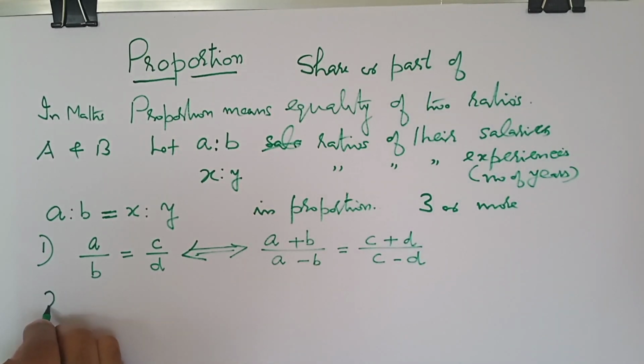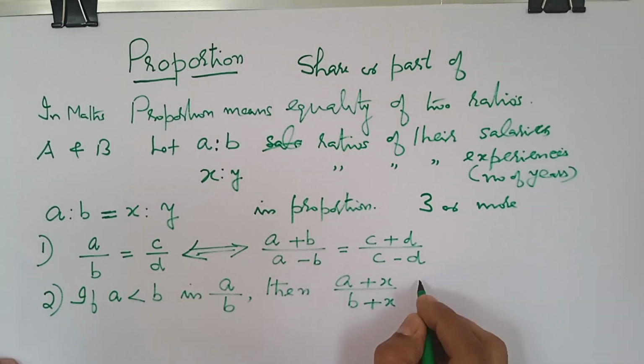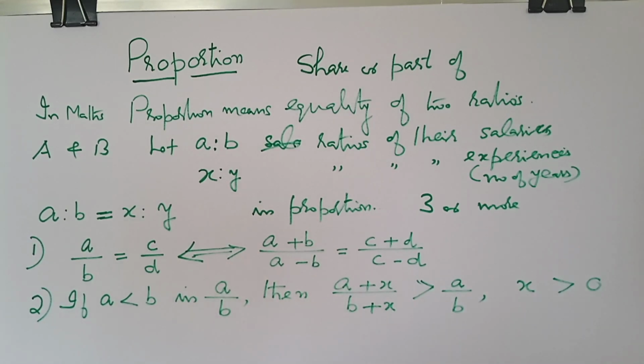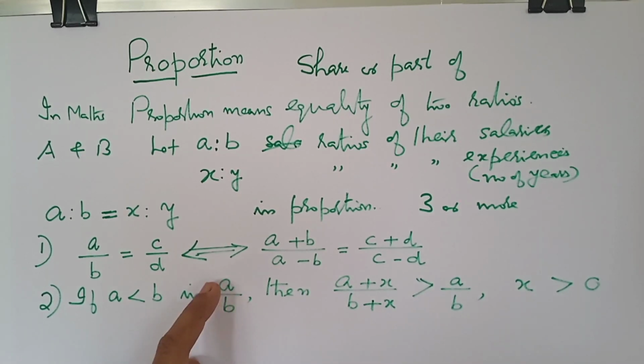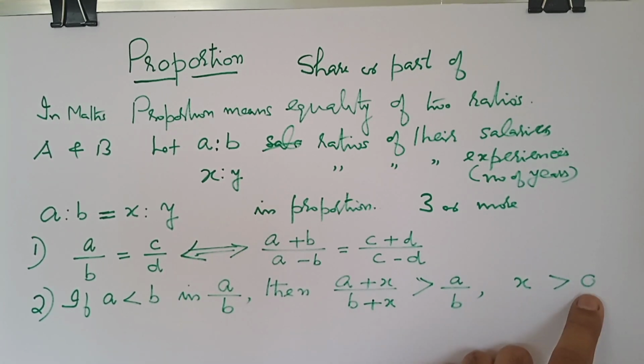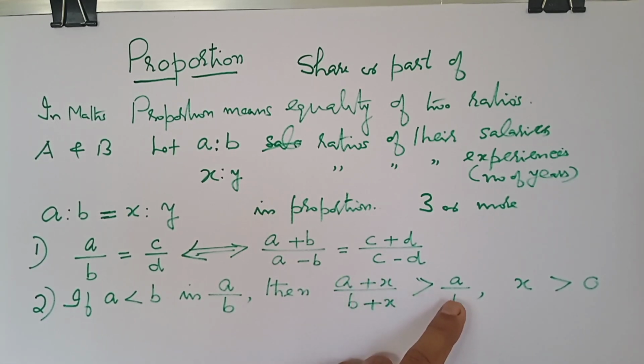Now the second result is this. Basically, you're looking at a fraction in which the numerator is less than the denominator, and if you add the same number, that number being a positive number, whatever the number, to the numerator and denominator, the resulting fraction you get will always be greater than the original fraction you had.